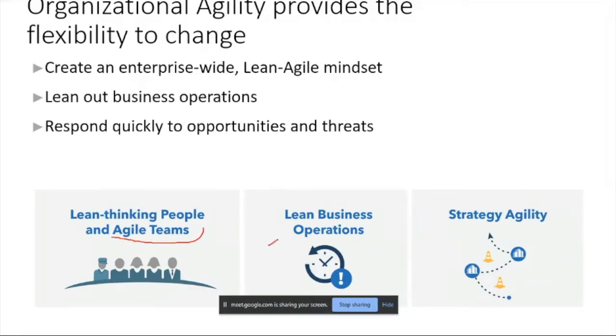Lean business operations. Teams apply lean principles to understand, map, and continuously improve the business processes that support the business's products and services. Strategy agility. This state occurs when the enterprise shows the ability and adaptability needed to sense the market and quickly change strategy when necessary, continuously.